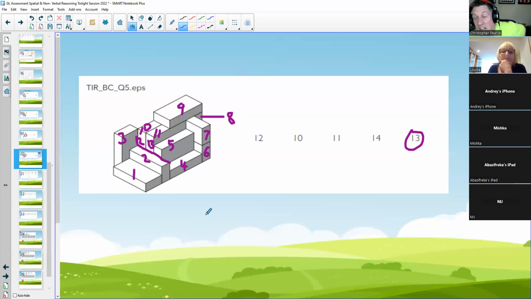Yeah, good. Well done though, because that is the kind of thing to think about when you're looking at those: how high is it? And it would be a common mistake to assume that there would only be 1 under there, but there does need to be 2. So, okay, 13 on that one.